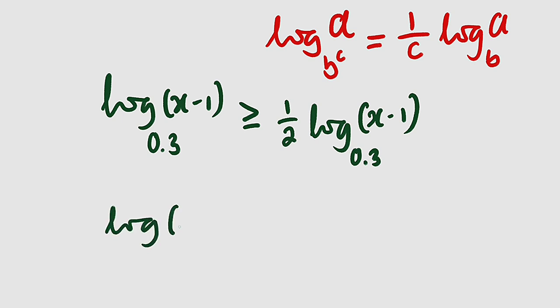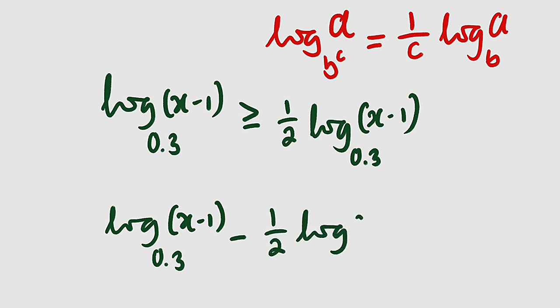Alright, I would like to take this term to the left hand side. We have log of x minus 1 with the base of 0.3 minus 1 over 2 log of x minus 1 with the base of 0.3, greater than or equal to 0, right?